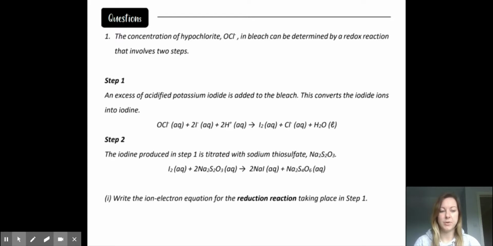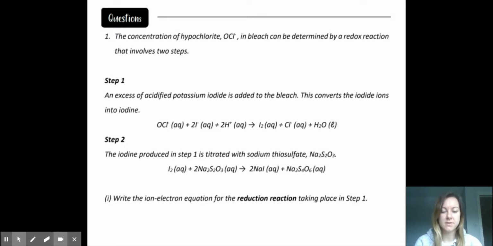These questions have been taken from the 2019 and 2018 papers, so they're very recent questions and they are, like I said, very similar. So, question number 1: the concentration of hypochlorite, that's the OCl negative ion, in bleach can be determined by a redox reaction that involves 2 steps. In step 1, you're adding an excess of acidified potassium dichromate to convert the iodide ions into iodine. In step 2, the iodine produced in step 1 is titrated with sodium thiosulfate. It says write the ion electron equation for the reduction reaction taking place in step 1.